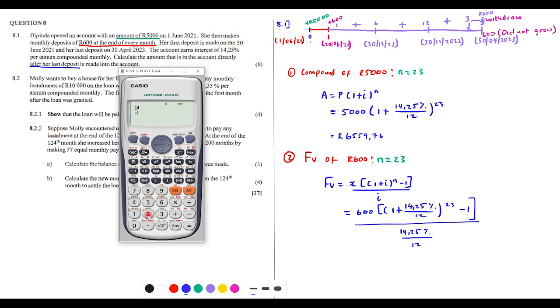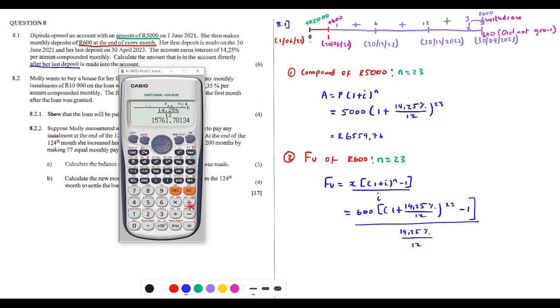600 into 1 plus 14.25% over 12, 23 minus 1, over 14.25% over 12. Let's see if everything is written correctly. All right, let's double check. All right, so everything is correct.